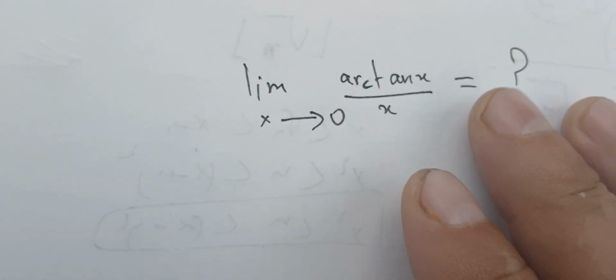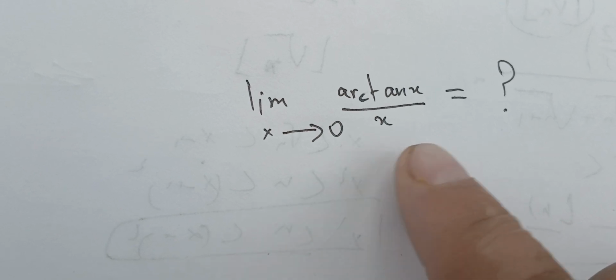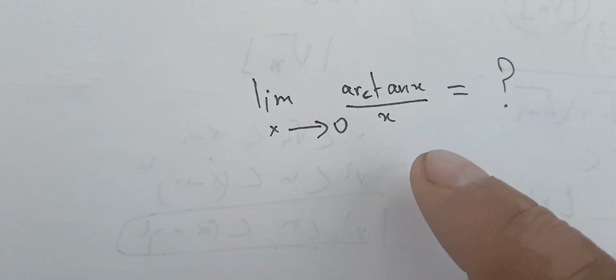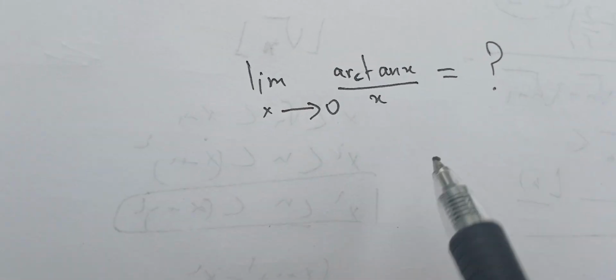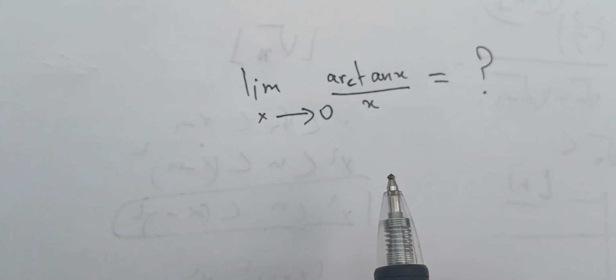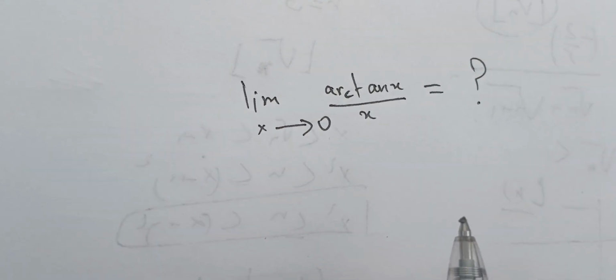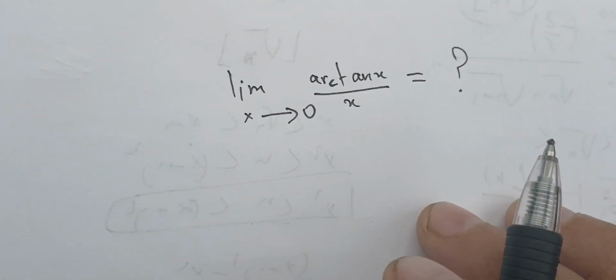In this video, we're going to compute the limit as x goes to 0 of the arctangent of x over x. We can do this limit in many ways. Okay, and we can use our sense to get this limit.